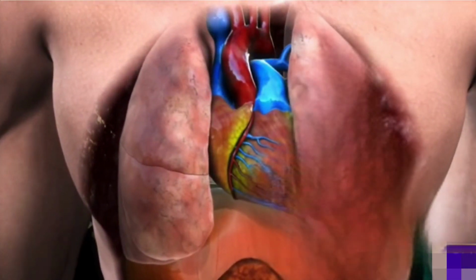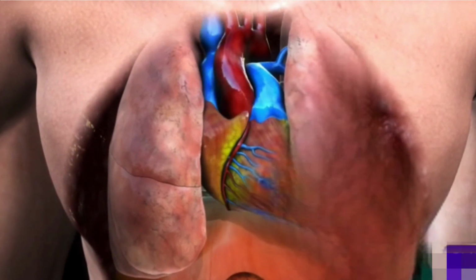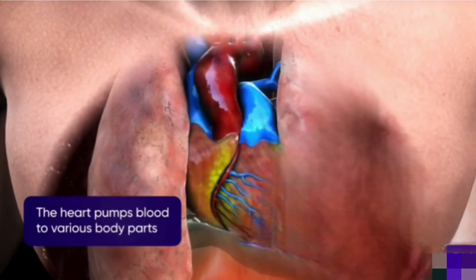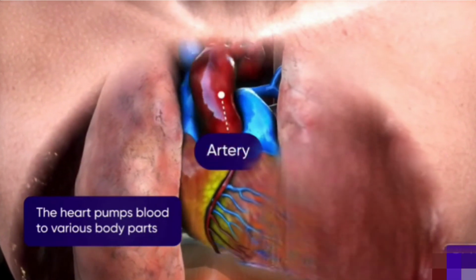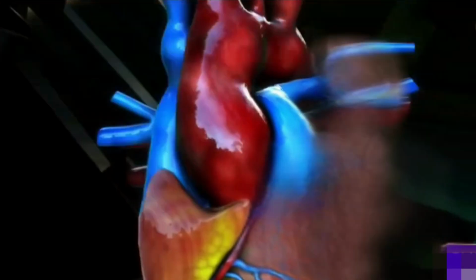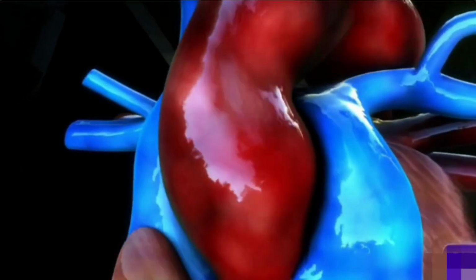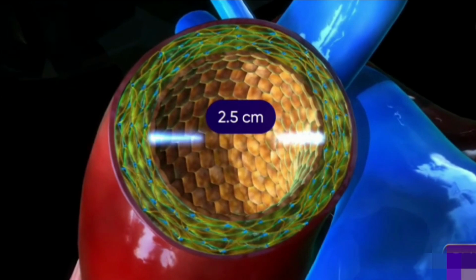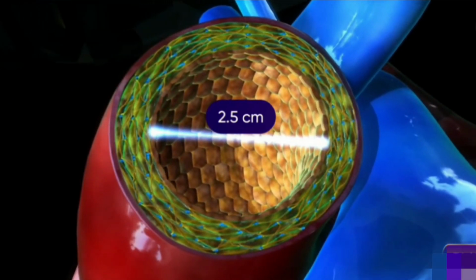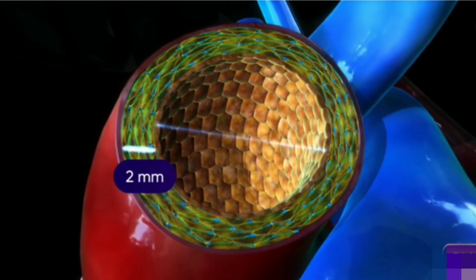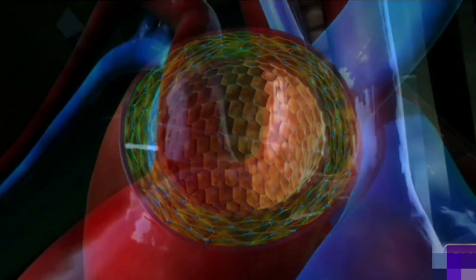In the mammalian circulatory system, the heart is a vital organ. The heart pumps blood to various body parts through the artery, and veins help to bring back the blood to the heart. If we closely observe the aorta, we observe that it has a diameter of 2.5 centimeters close to the heart and a wall of about 2 millimeters in thickness.